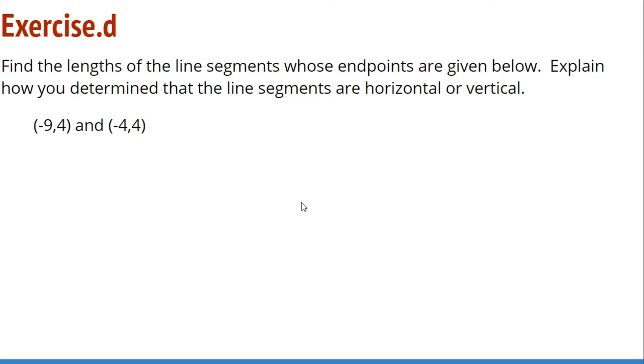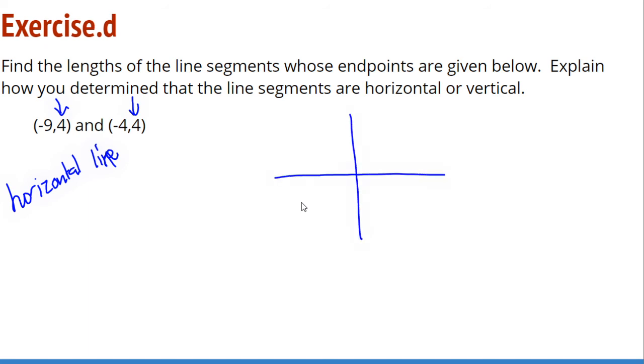So looking at these, I see that they share a second coordinate, which means they share a y coordinate, which means this is a horizontal line, because they are both going through 4 on the y-axis. So it's a horizontal line, and it's 4 units above the x-axis. So I now know that I've got a horizontal line.